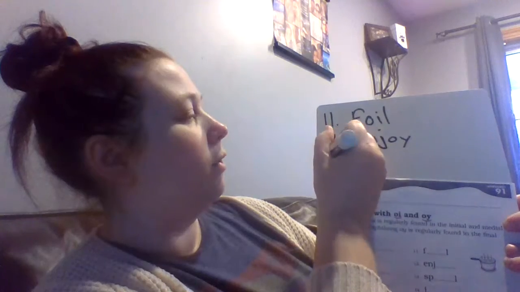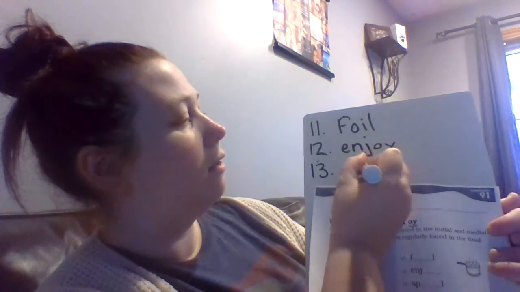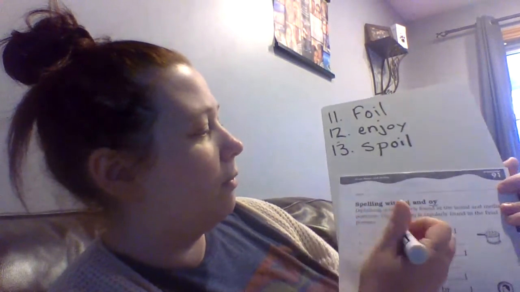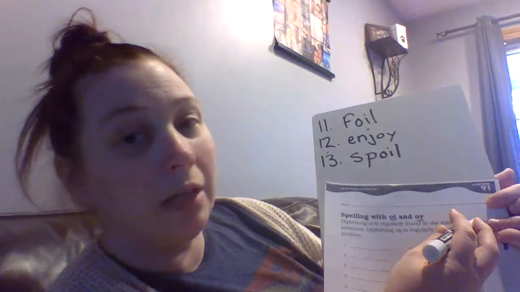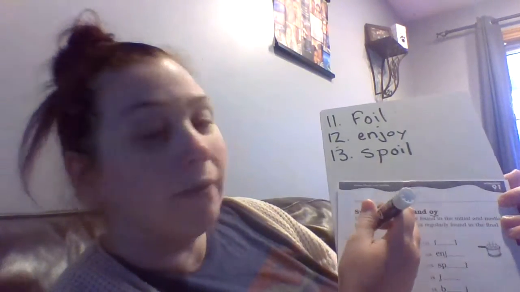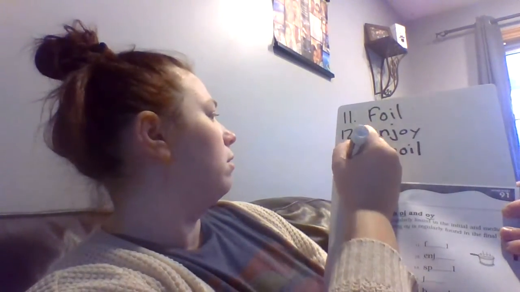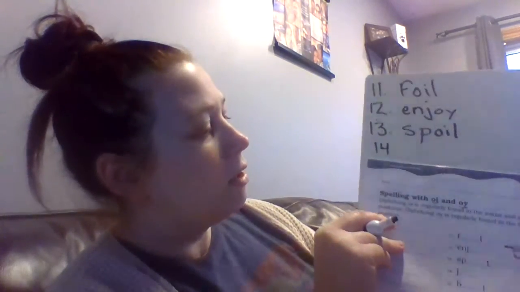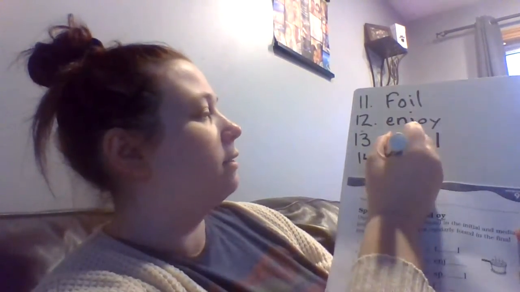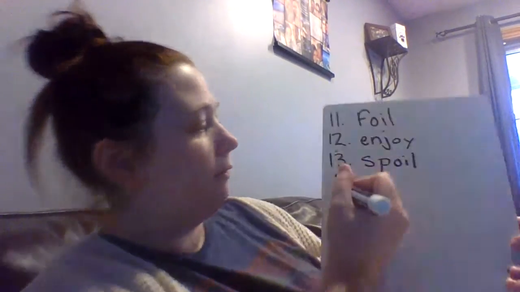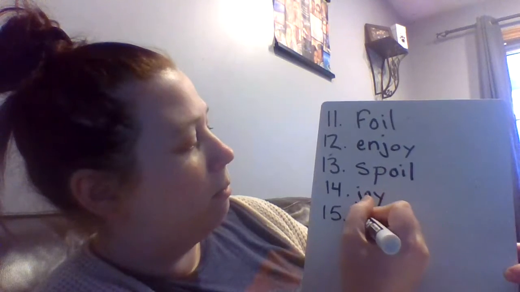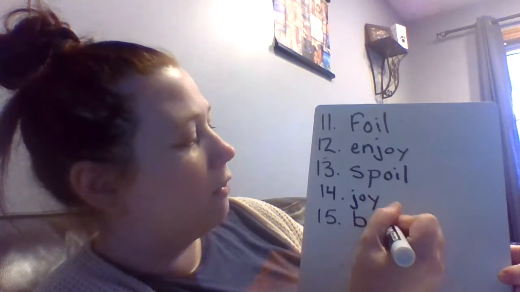Number 13 is spoil. We also talked about this word. Since it's in the middle, it would be O-I. And in case you forget, our diphthong O-Y and O-I it tells you O-I is regularly found in the initial and medial or middle position, and O-Y is found in the final or the last position. Number 14, we have joy. We have J and then nothing else at the end, so we know that's going to be O-Y. Number 15, we have boil. Boil. Again, we have the L at the end, so we know that's O-I in the middle.